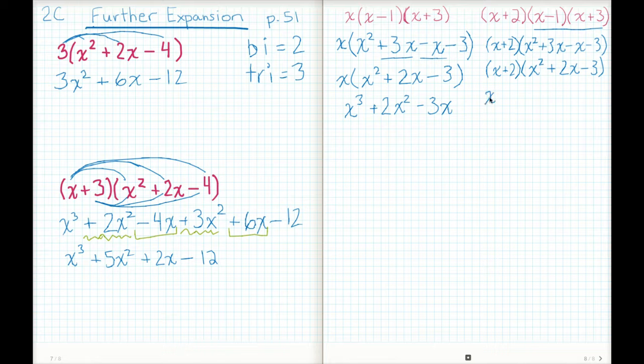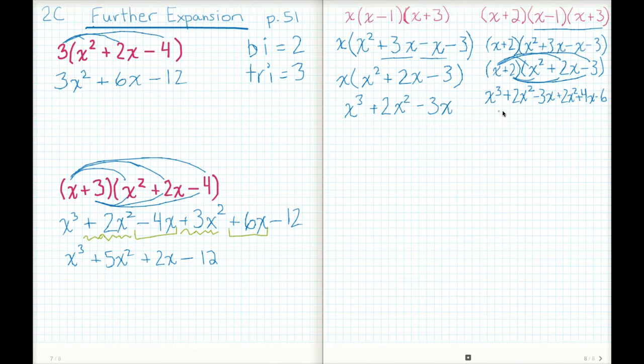So x times x squared is x cubed, and here's where I'll say, okay, I did that one. Now I'm going to do this one, plus 2x squared. Now I'm going to do this one, minus 3x. Then this one, plus 2x squared. Then this one, plus 4x. And 2 times negative 3 is minus 6. Okay, don't have to draw the rainbow lines, but at the beginning it helps to keep track of what you're doing.